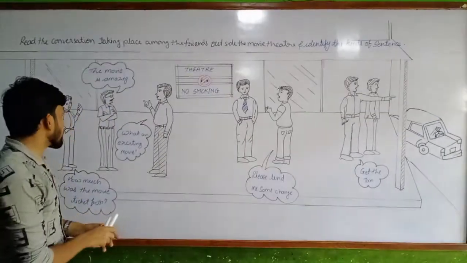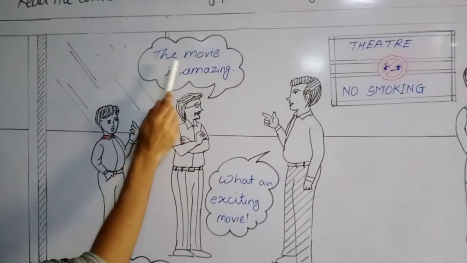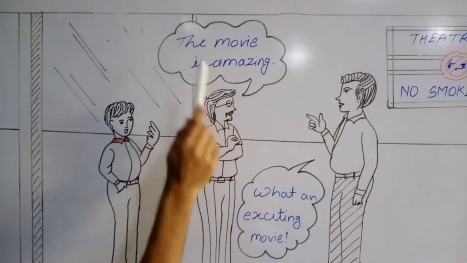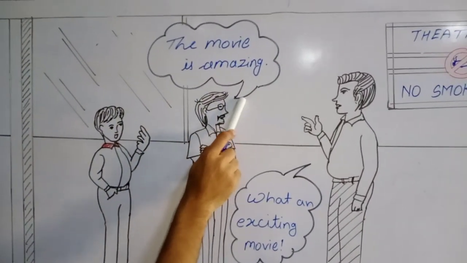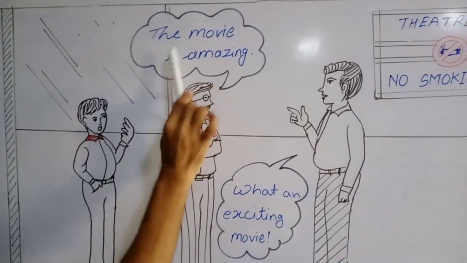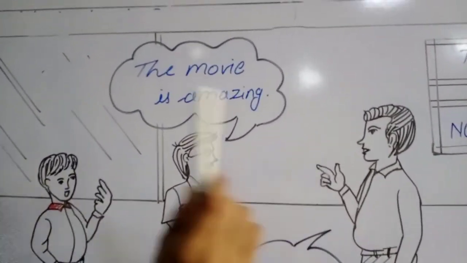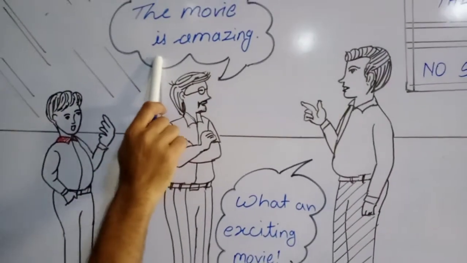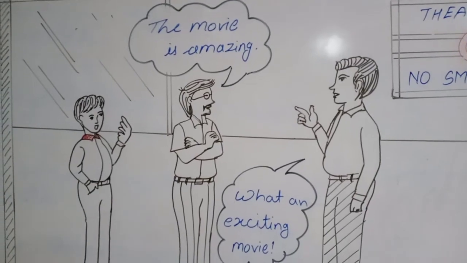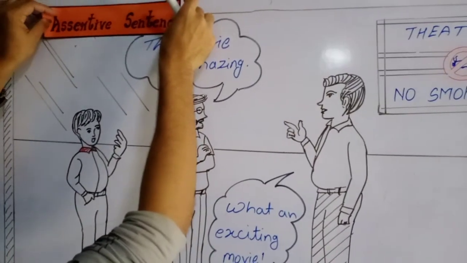So let's see. Here we have the first person. This person is saying the movie is amazing. The movie is amazing means which kind of sentence is this? This person declares that the movie is amazing. He is not asking a question, he is not expressing any emotion. He declared that the movie is amazing. That means that is an assertive sentence. So we can say this is an assertive sentence.